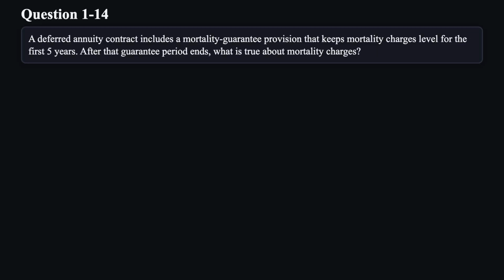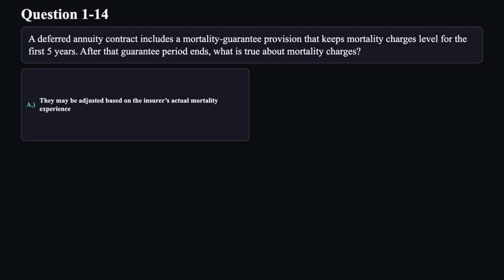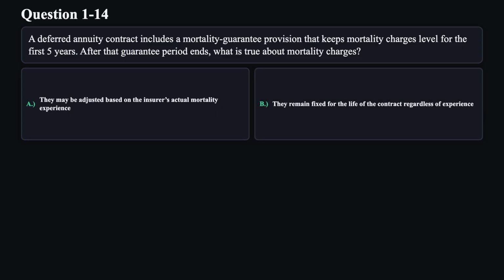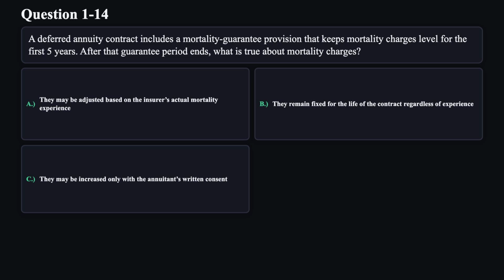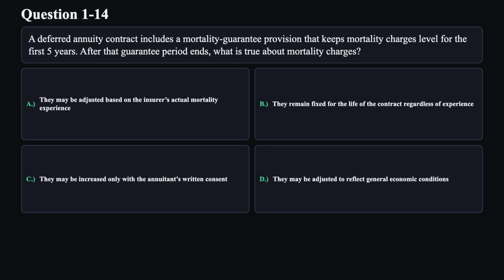Question 14. A deferred annuity contract includes a mortality guarantee provision that keeps mortality charges level for the first 5 years. After that guarantee period ends, what is true about mortality charges? A. They may be adjusted based on the insurer's actual mortality experience. B. They remain fixed for the life of the contract regardless of experience. C. They may be increased only with the annuitant's written consent. D. They may be adjusted to reflect general economic conditions.